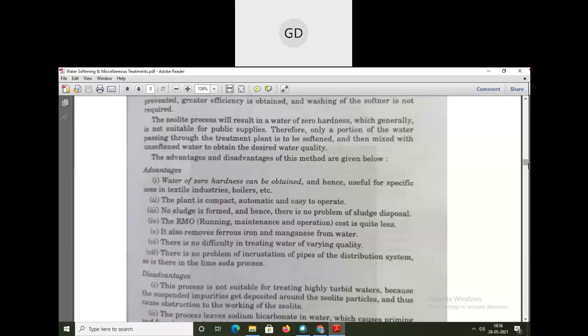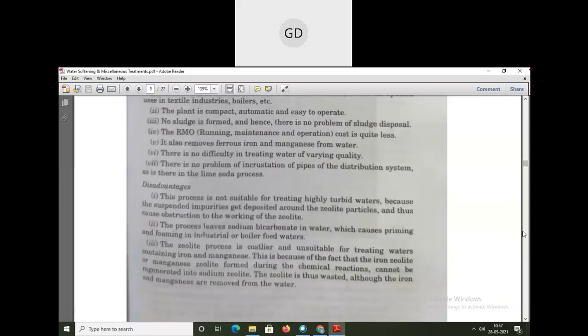There are also some disadvantages of using this zeolite exchange process. It is not suitable for treating very highly turbid waters, because the suspended impurities get deposited around the zeolite particles, causing obstruction to the working of the zeolite. In turbid waters we have many suspended impurities, so when you do the zeolite exchange process for very highly turbid waters, the suspended impurities get deposited around the zeolite particles, obstructing the working of the zeolites. So that is one disadvantage.